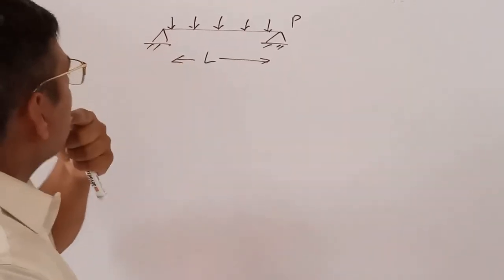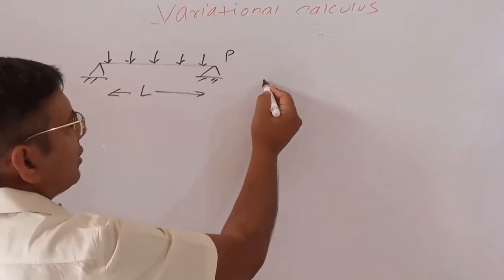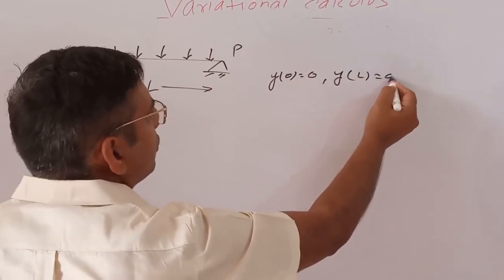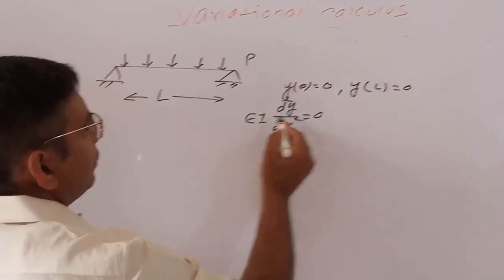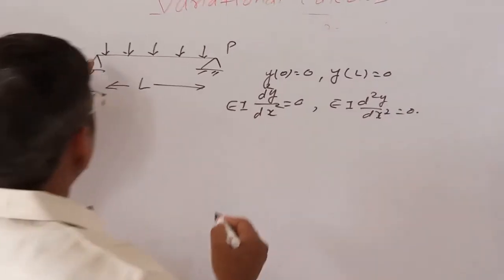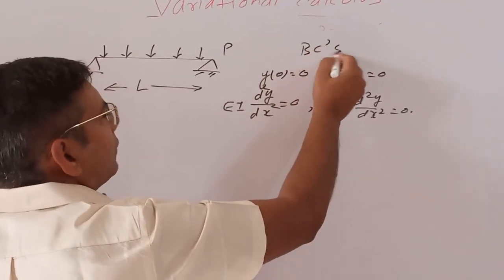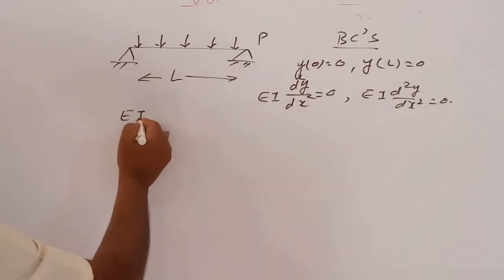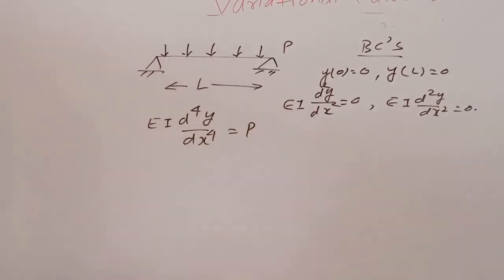So for that, obviously one boundary condition is y0 is equal to 0, yL is equal to 0, and EI d2y upon dx square is equal to 0 at the ends, because the moment here is 0, right? So these are the boundary conditions. Now we have to solve this one. We know that the equation for this is EI d4y upon dx4 equal to P. Now this is a fourth order equation, right?